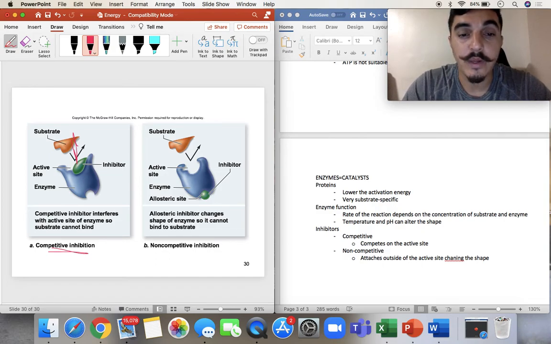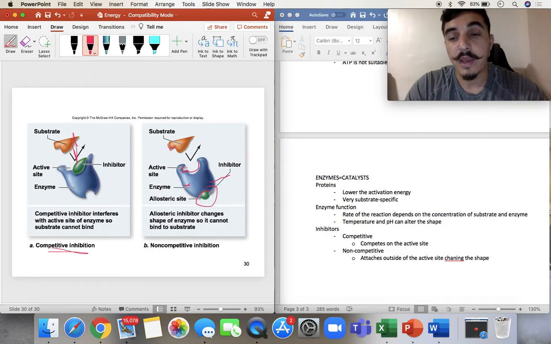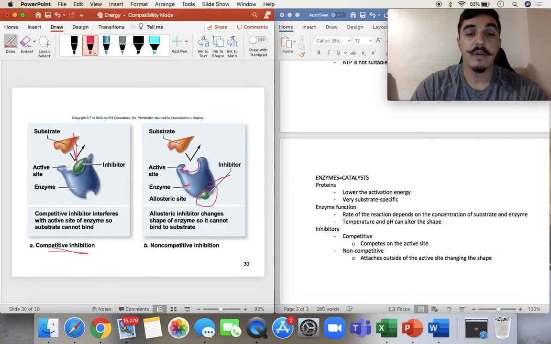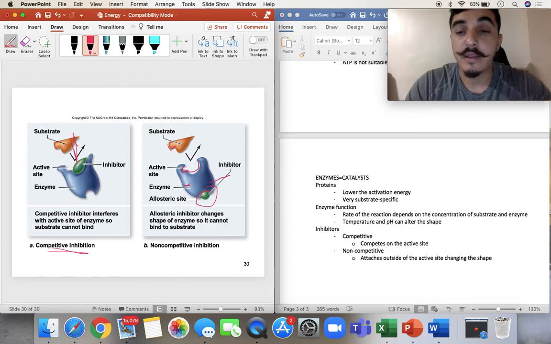Non-competitive is it will attach on another area, on the side, on the bottom, and change the shape. So now that shape of a circle here doesn't fit with the shape of the square here. Since it doesn't fit, it won't be able to break down that reaction, okay? So it changes the shape of the enzyme itself.